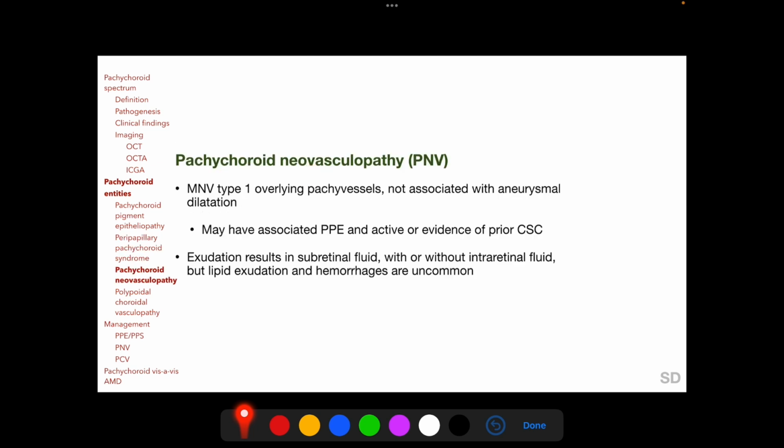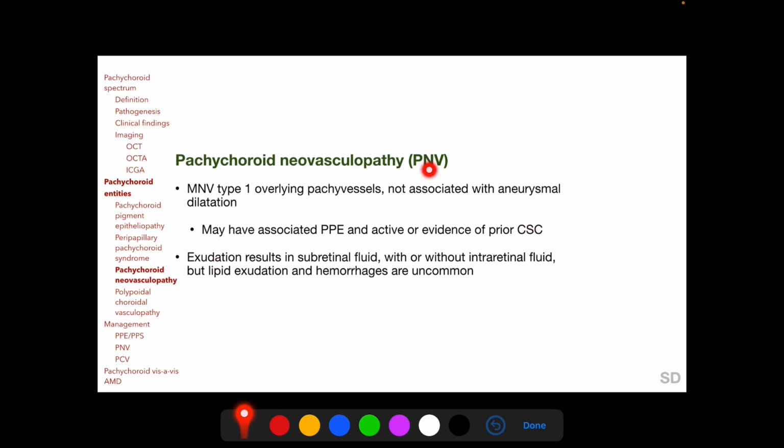Pachychoroid neovasculopathy or PNV is characterized by development of a type 1 macular neovascularization overlying areas of pachyvessels but not associated with aneurysmal dilatation. So the macular neovascularization in pachychoroid neovasculopathy is located between the RPE basement membrane and the inner collagenous zone of the Bruch membrane. And if this macular neovascularization is associated with aneurysmal dilatations, the diagnosis would be polypoidal choroidal vasculopathy. Pachychoroid neovasculopathy eyes may have associated pachychoroid pigment epitheliopathy and active or evidence of prior central serous chorioretinopathy.